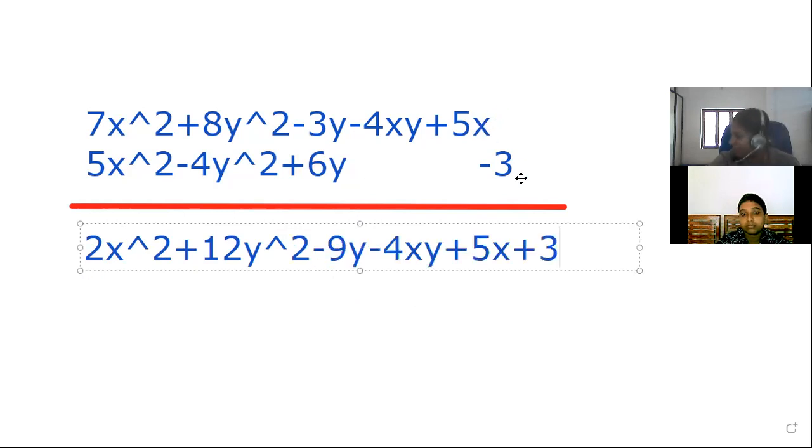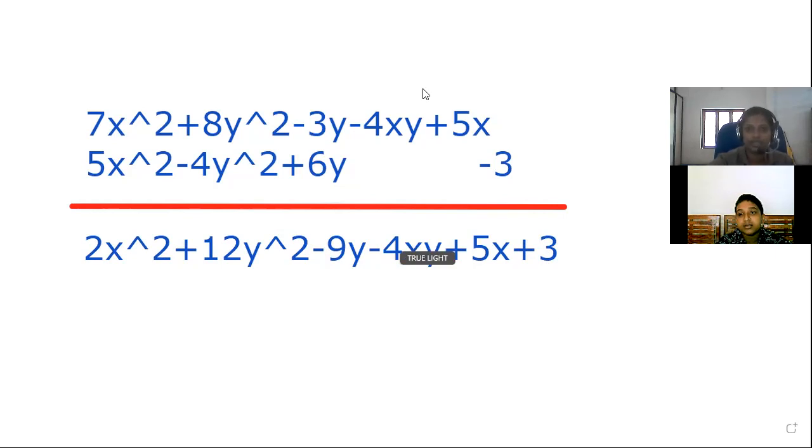Did you get the idea of why it becomes plus 3? That is, it is subtracting, so minus of minus becomes plus. That's why it becomes plus 3. That is how it works in addition and subtraction of algebraic expressions. Okay, did you get the idea? Miss, yes. The answer is wrong.